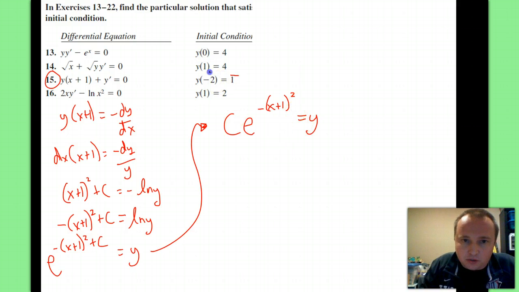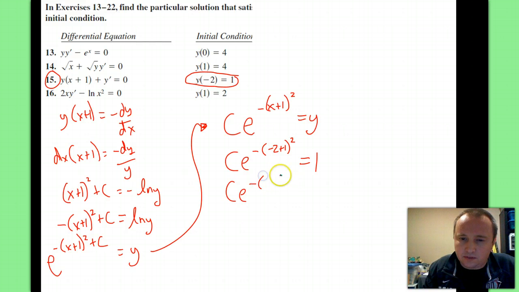Now, I take my initial condition, y of negative 2 equals 1. So c e to the negative 2 plus 1. So c e to the negative, let's see, negative 2 plus 1 is negative 1, squared is 1. So c times e to the negative 1 equals 1. So c equals e to the 1.